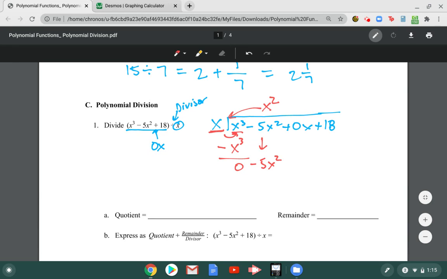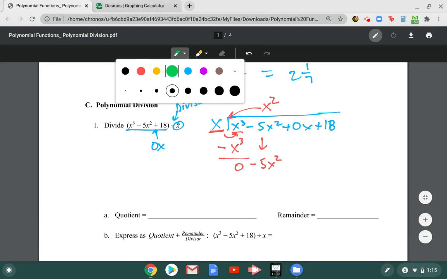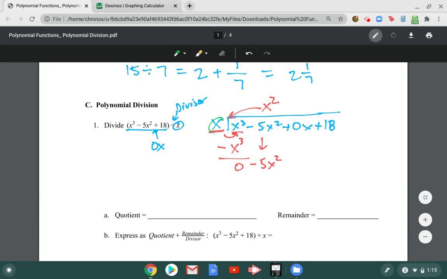I need to write smaller. And now I'm going to do this guy in green. I'm going to run out of colors too. I'm going to go from first terms to first terms. Now, how do I get from an x to a negative 5x squared? I need a negative 5, and I need another x, so negative 5x.